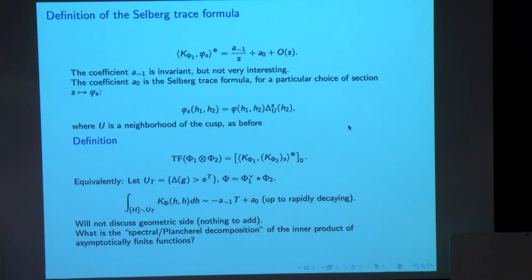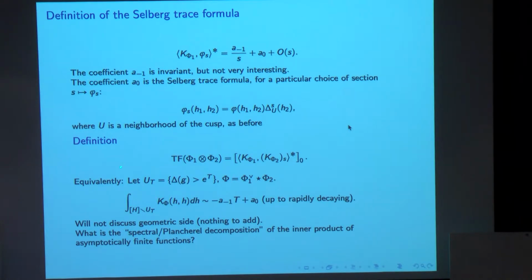That's what people in the trace formula do. I'll take my kernel, remember my little phi is the kernel function, the second kernel function. I will multiply it by this height function to the s in the neighborhood of the cusp in the second variable. Are there any questions at this point? Should I explain again this asymptotics maybe?